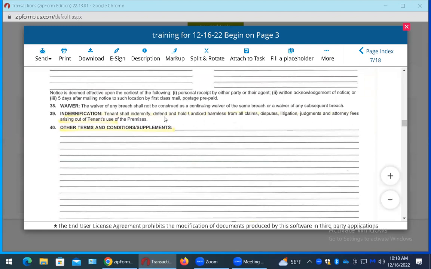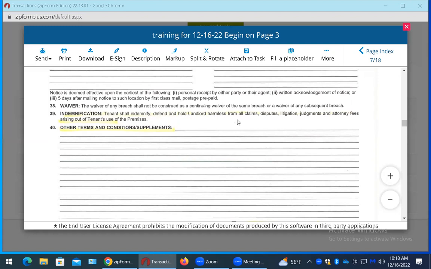Tenant shall indemnify, defend, and hold landlord harmless from all claims, disputes, litigation, judgments, and attorney fees arising out of tenant's use of the premises. So if they were doing something in there that the landlord wasn't aware of, that should indemnify the landlord. It's just a clause that's in here.